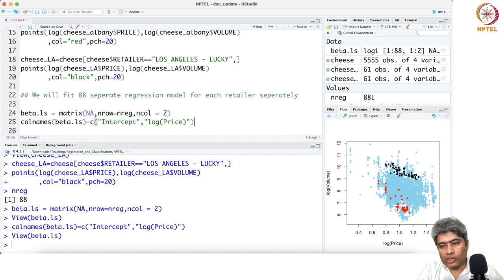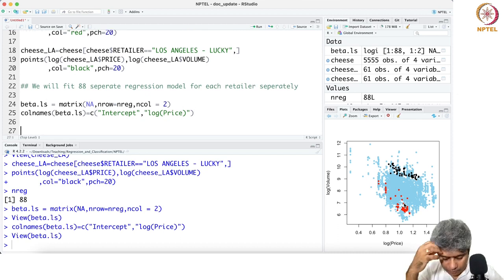This is Los Angeles Lucky, I will have a separate line. This is Albany Price Chopper, I will have a separate line. So we will fit a separate line for each of them.